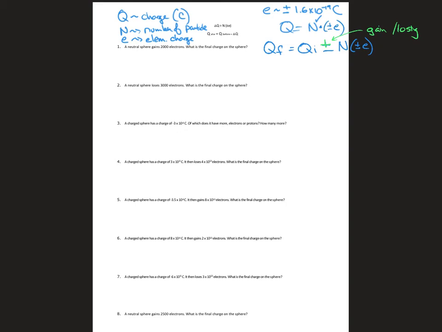So let's take a look at our first sample problem. A neutral sphere, so that means my Q initial, my starting charge, is 0, gains 2,000 electrons. That's 2,000 for my N value. And notice that I also am going to be using an elementary charge of -1.6 times 10 to the -19th coulombs. Negative because it's electrons that we are gaining. So what's the final charge?